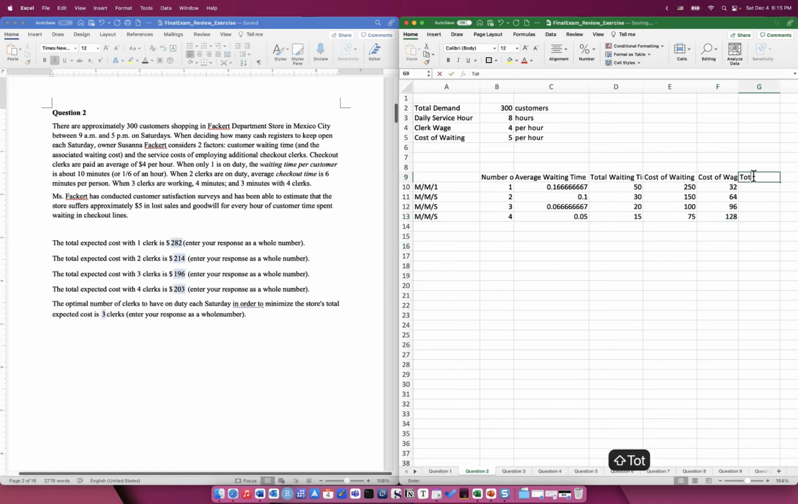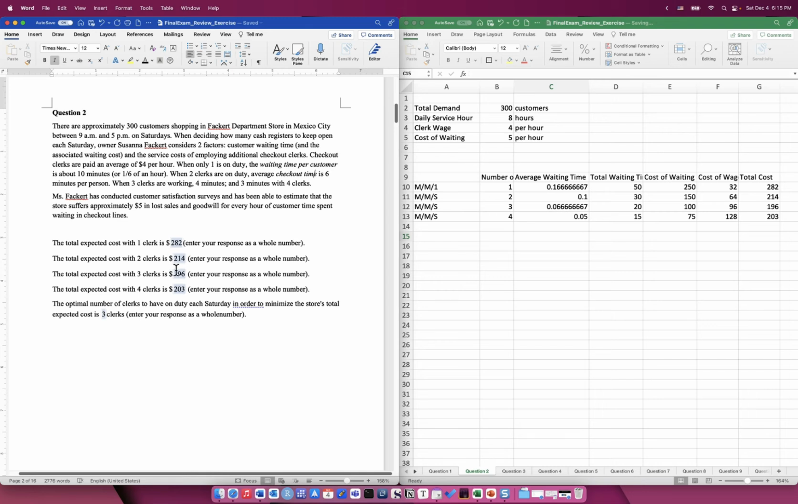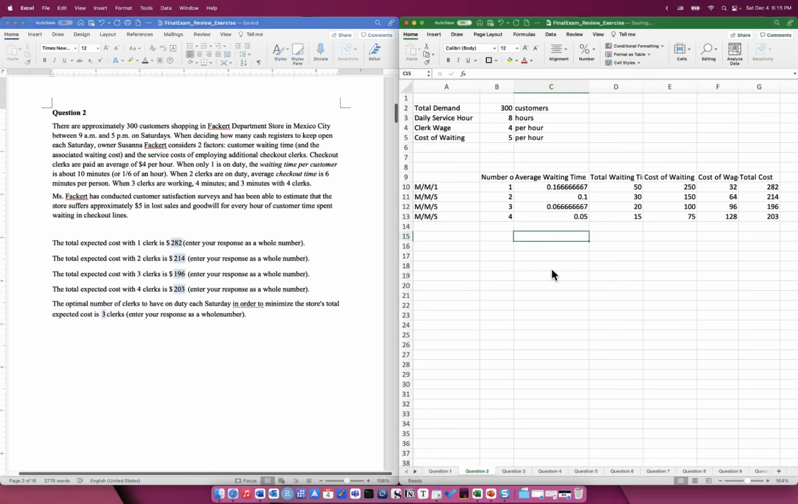So that it's clear, the total cost is going to be this plus this. So which system has the least total cost? Is my answer correct? Yeah, it looks like it's correct.